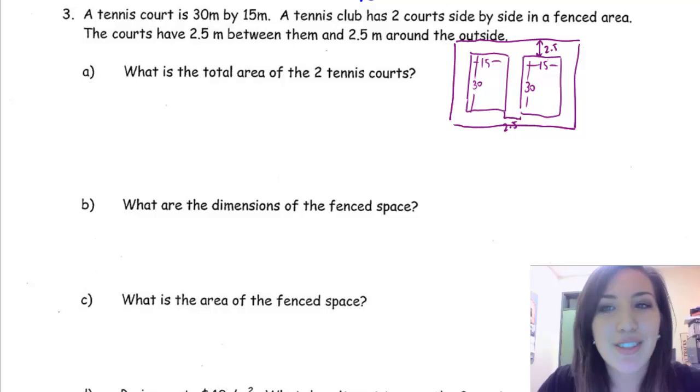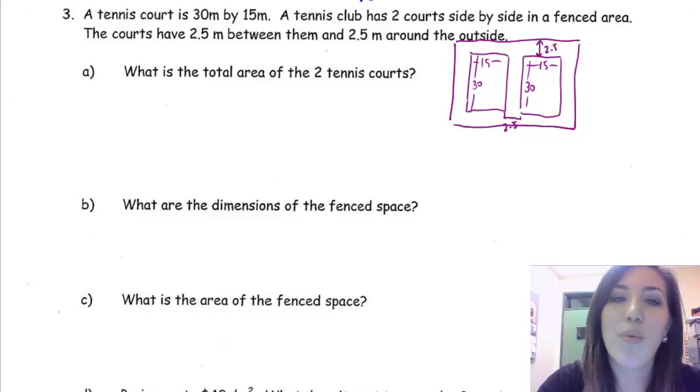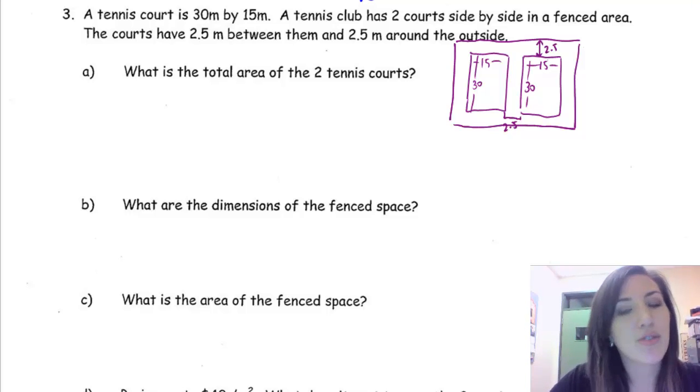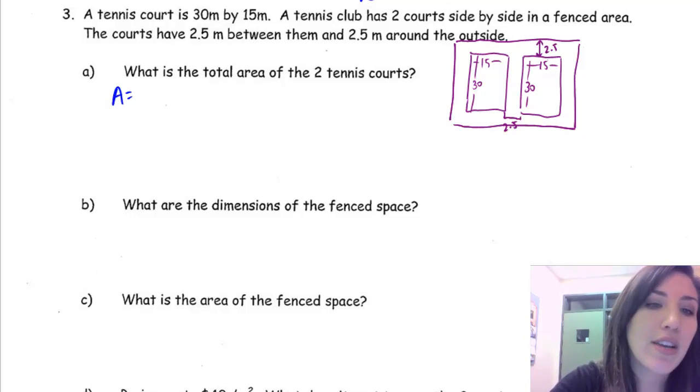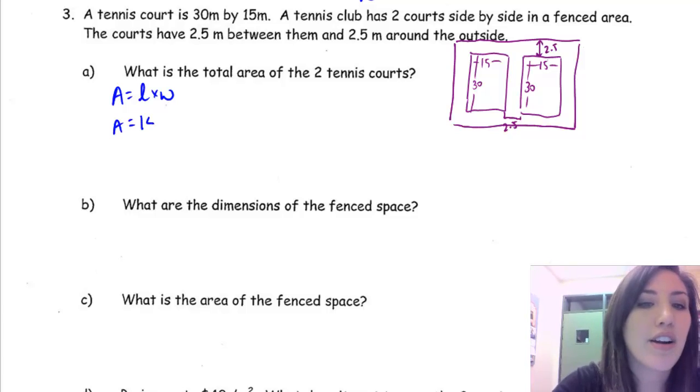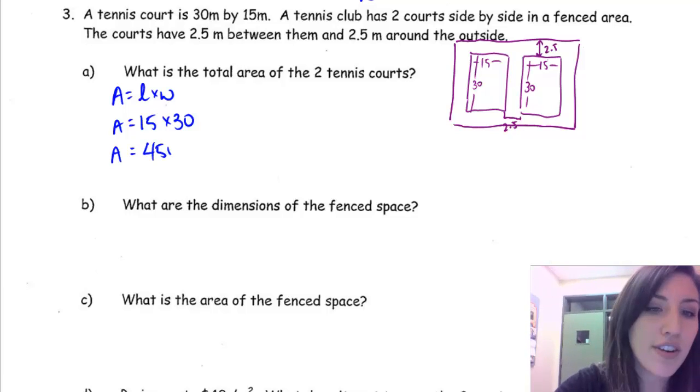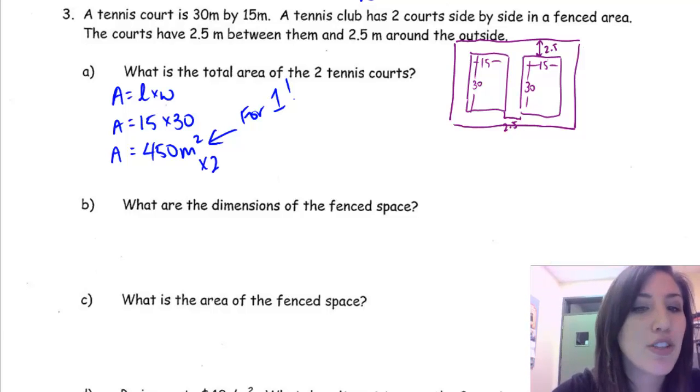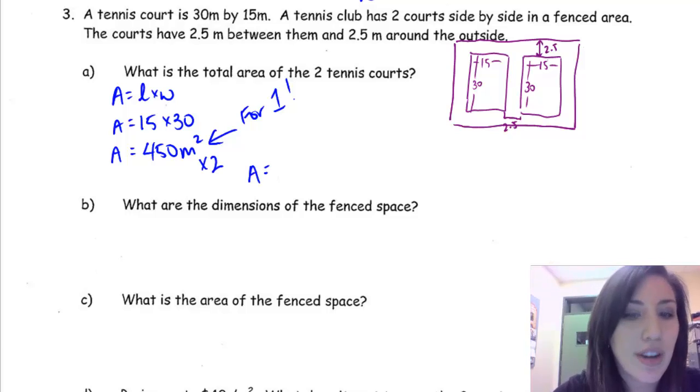So we're going to answer a few questions here. What is the total area of the 2 tennis courts? Well, we know that area equals length times width, and the area of these courts are 15 by 30. So our area for 1 court will be 450 meters squared. But remember, this is for 1. So we need to times this number by 2 because there's 2 courts. So our area is 900 meters squared for 2 courts.